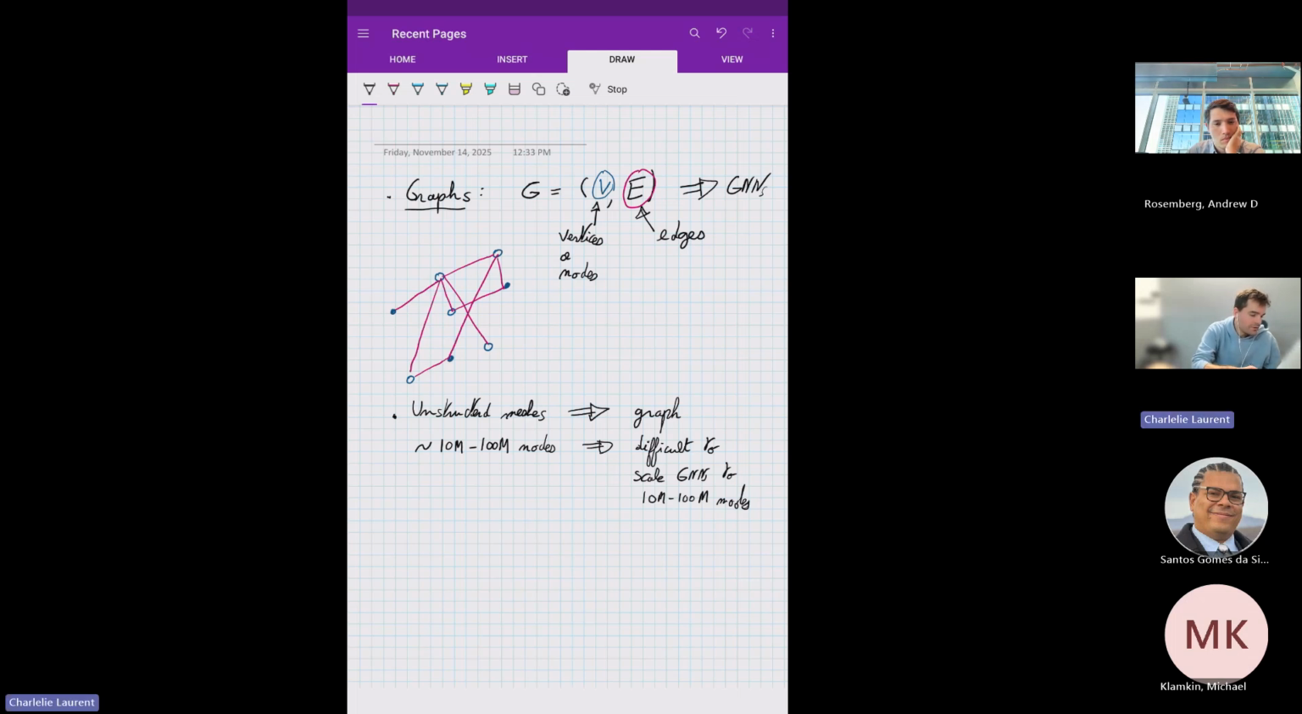So I will be talking about a specific type of graph neural network, of which we have an entire family of models in PhysicsNeMo. It's called mesh graph nets. I'm not sure if you guys are familiar with mesh graph nets.